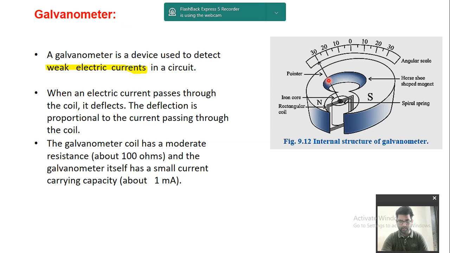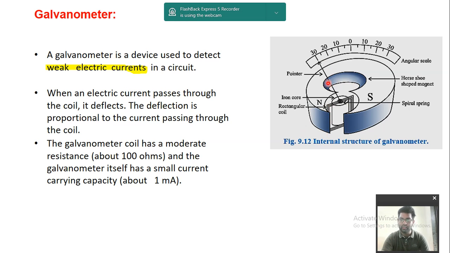Beyond that, it won't show any deflection. So what happens if the current in the coil keeps on increasing? If the current in the coil keeps on increasing, then the coil may heat up, and if the coil heats up, then it may burn. So this is why it can measure only weak currents, and if the current increases, the galvanometer can get damaged.